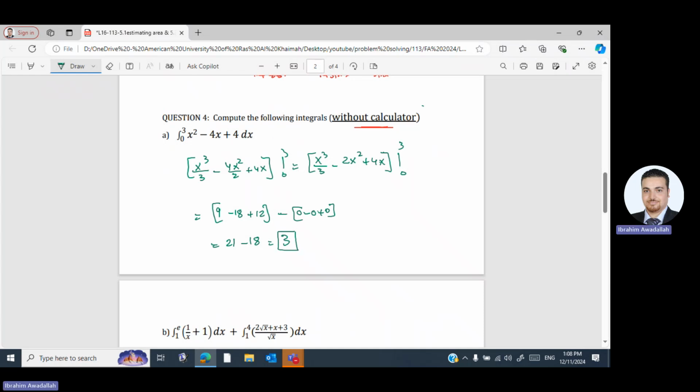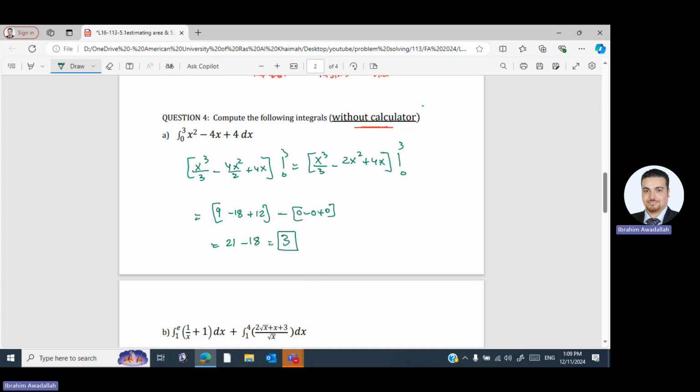Okay, let me check this again. x to the power 3 divided by 3, 4x squared divided by 2, plus 4x. We substitute 3: 9. Then substitute 3: minus 18. Then substitute 3: 4 times 3, it's 12. So I believe the answer is correct.